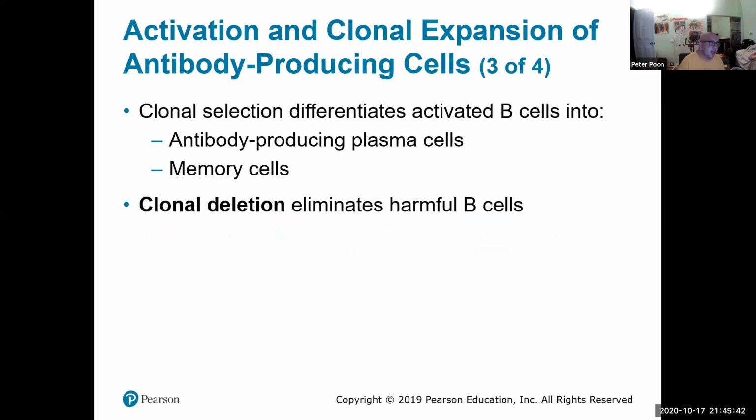Clonal selection differentiates the activated B cells into antibody cells and memory cells. Clonal deletion eliminates the harmful B cells. Occasionally, you have B cells that bind, and this happens very early in development of B cells. It binds to something that it's not supposed to, and then it commits suicide. And that's clonal deletion.